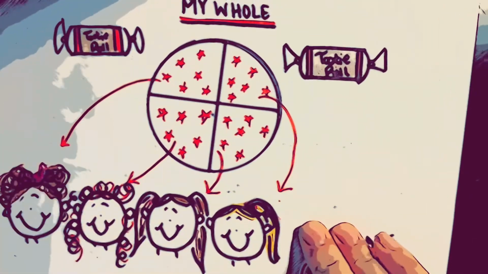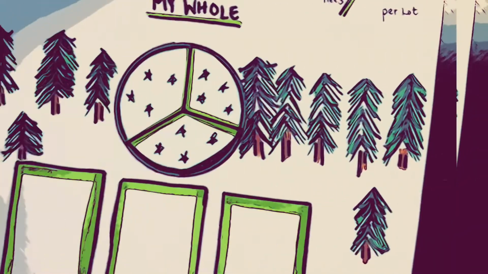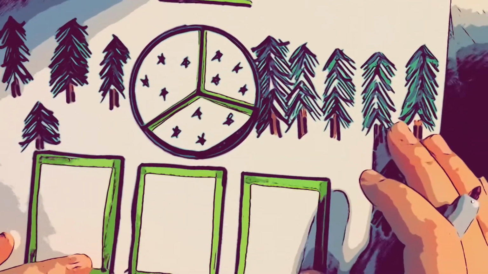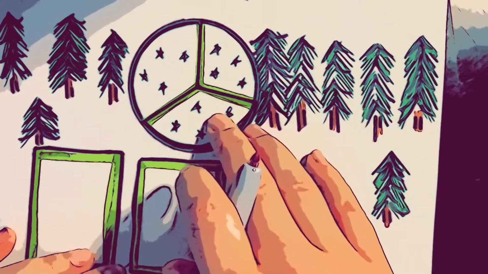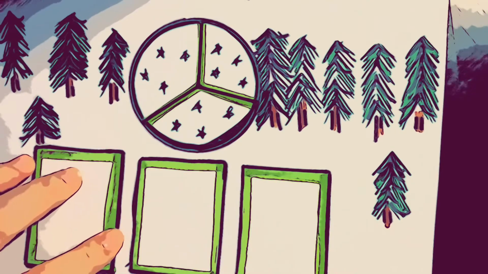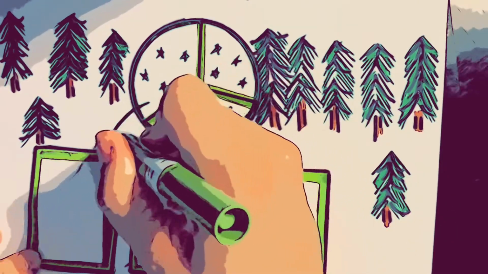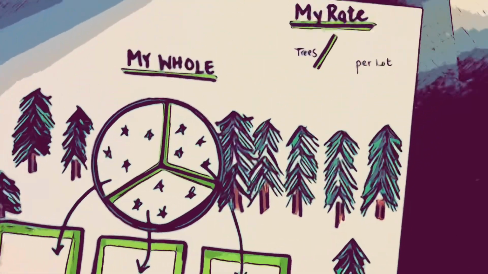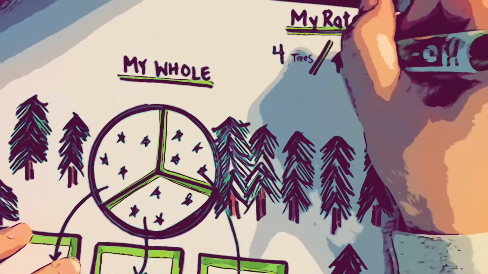Let's borrow the second diagram, 4 times 3. For this illustration, I have 3 groups of 4. Now let's say that the 3 represents 3 plots of land that I intend to plant trees on, and I have 12 trees total, and I want to plant these trees equally amongst these lots. I know that I have 3 groups of 4, 3 plots of land, so that means each plot of land is going to get 4 trees, which makes my rate or measurement 4 trees per 1 lot.